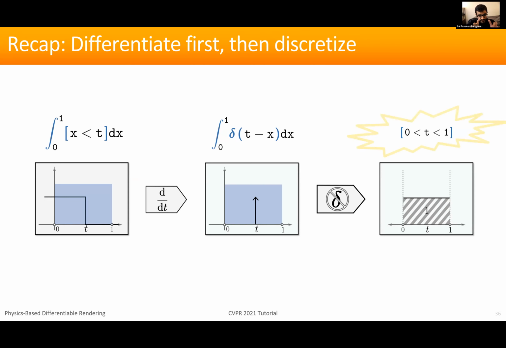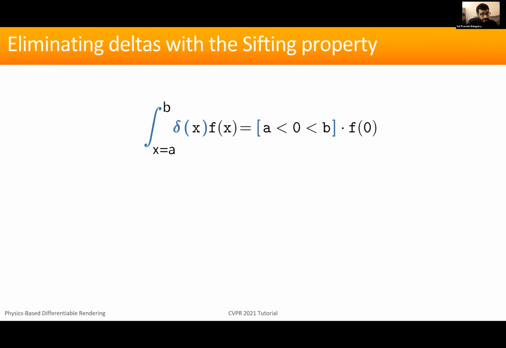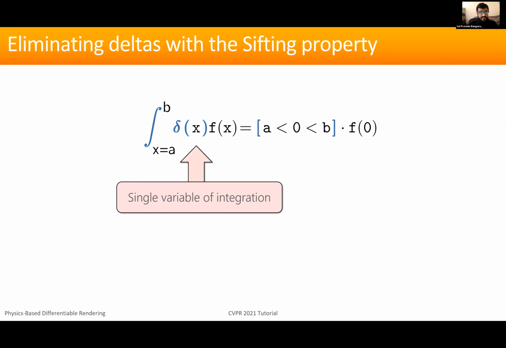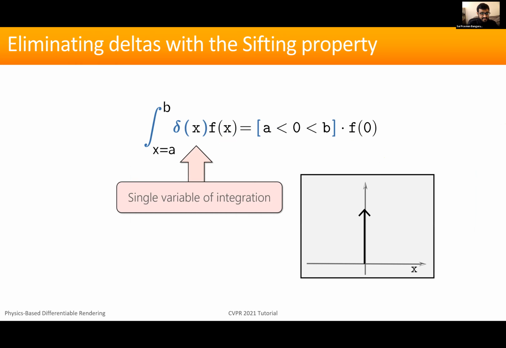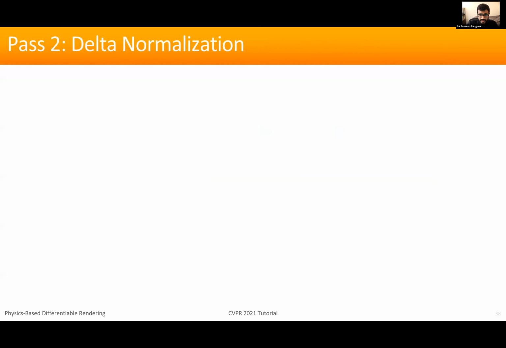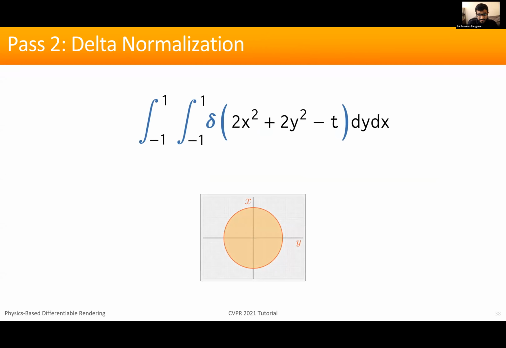But wait, how did we do this elimination step? For that, we use something called the sifting property, which is essentially just integral convolution, but specialized for the Dirac delta. The catch here is that it only applies to deltas containing a single variable of integration. That is, it has to be exactly aligned with the axis of integration. But in practical applications, that's not really true. What if we had a program that described a circular discontinuity? Maybe something like this. Formally, we say that this discontinuity is not in the normal form.